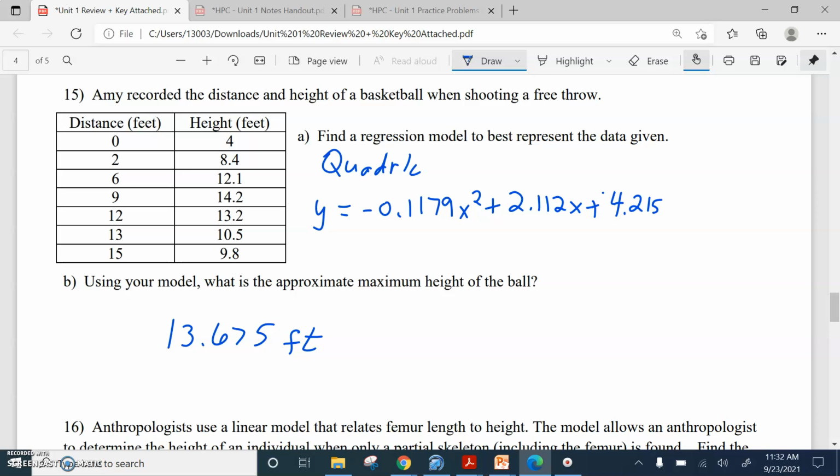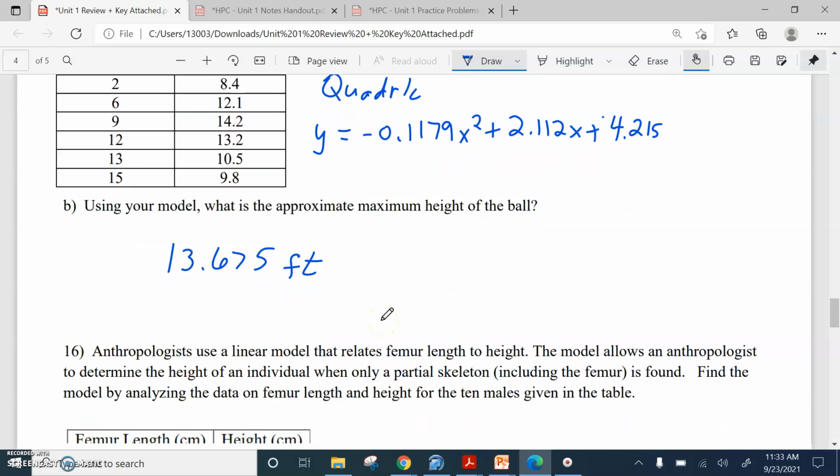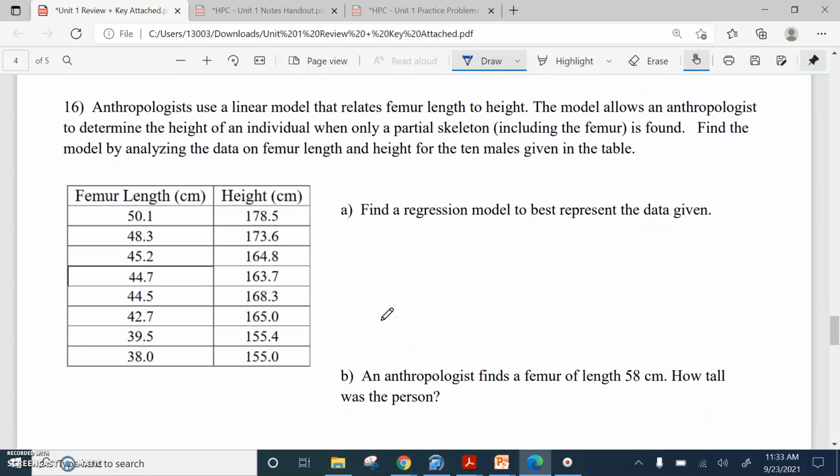like I said previously, the x column is just the distance you were at when you dropped the ball, or shot the ball for the free throw. We've answered the question. There's a max height. We can move on. Number 16.